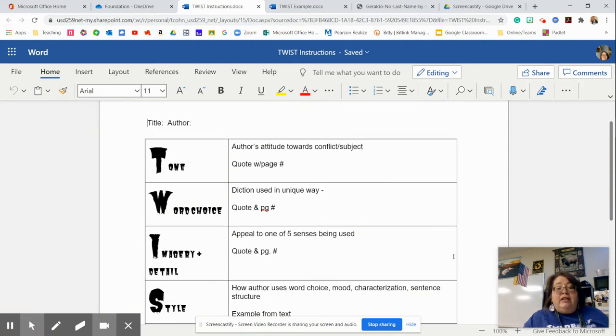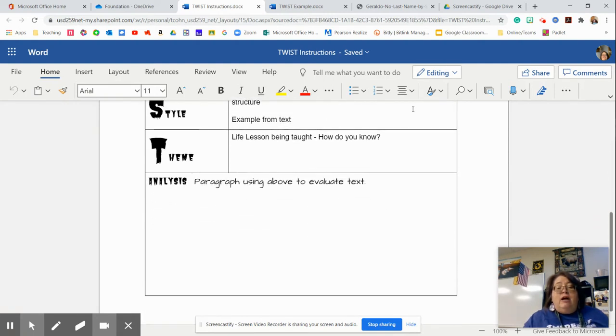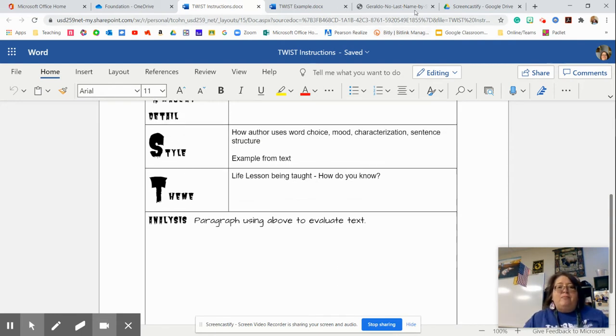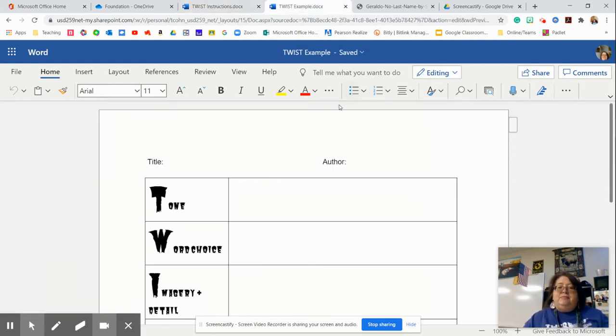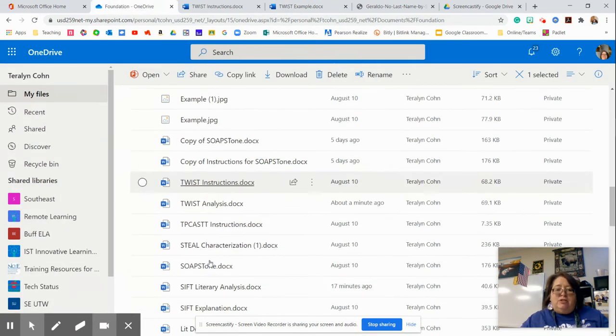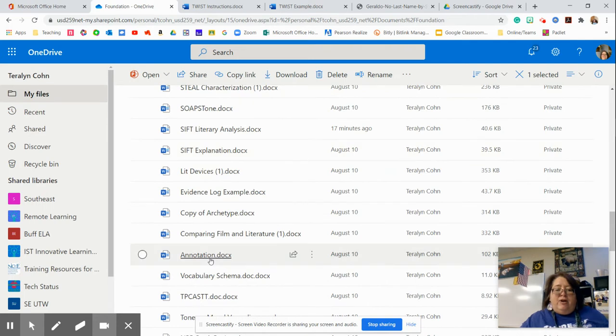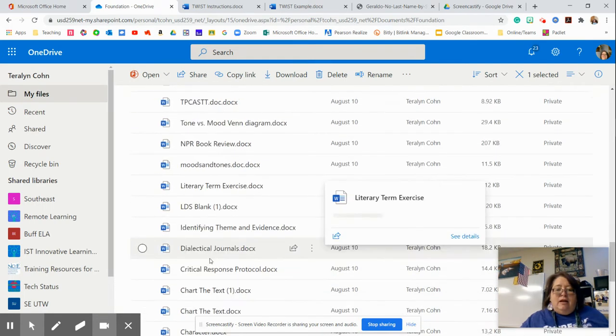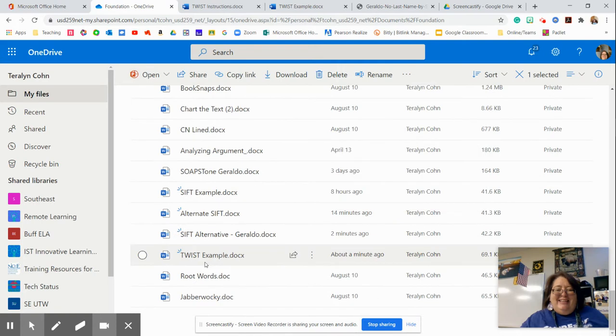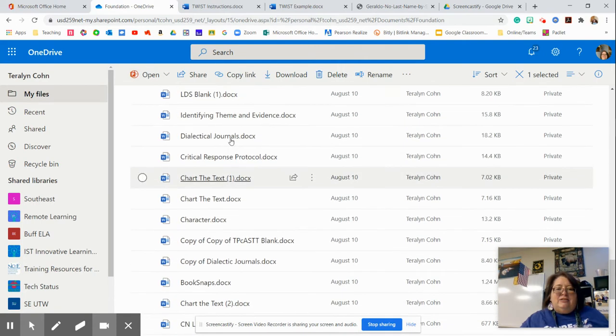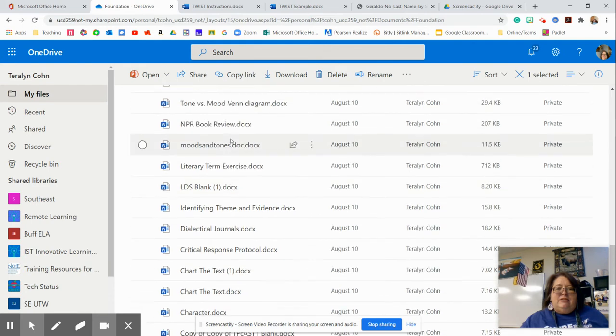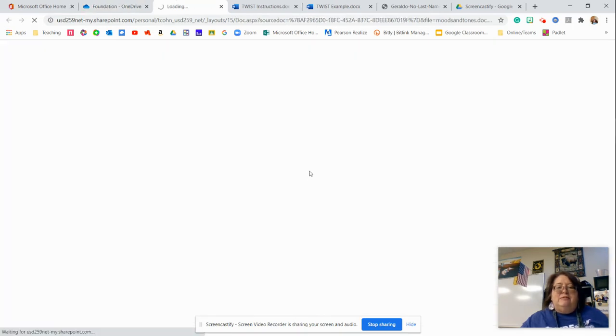Then once you have filled in everything in the chart, you will convert that into a paragraph that will analyze the text. So let's get started with TWIST, shall we? All right. So tone. Once again, we need to look at tone and mood words. And I'm going to try and find that for us. I know I have them. There we go, moods and tones.